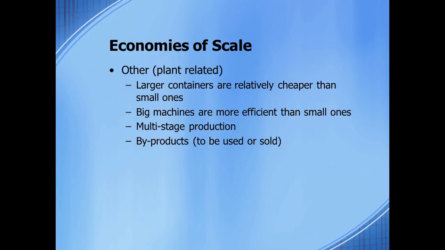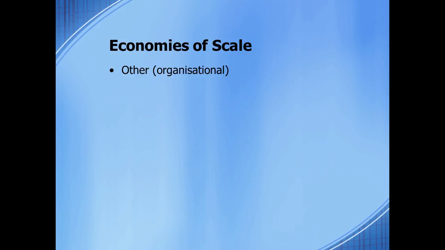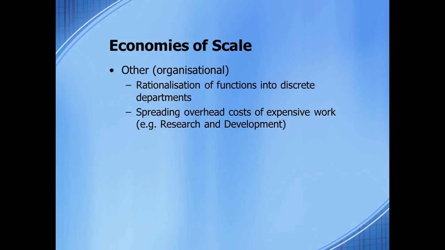So malted barley from a brewery may actually be a byproduct which could be sold for something like animal foods. If we think about the organisational aspects, the rationalisation of functions into discrete departments, you can then specialise and work so much more efficiently. Then there's spreading the overhead cost of expensive research and development. We've discussed in monopolies, this is expensive, but it can be spread across the whole organisation to make it cheaper and to make more savings.